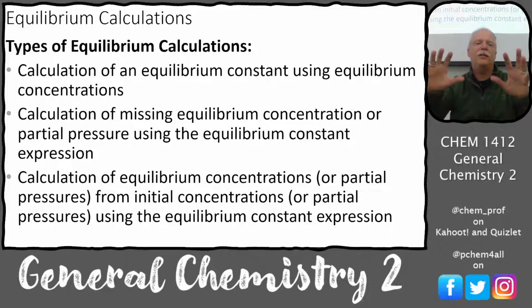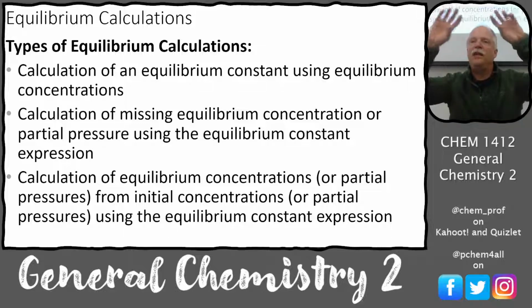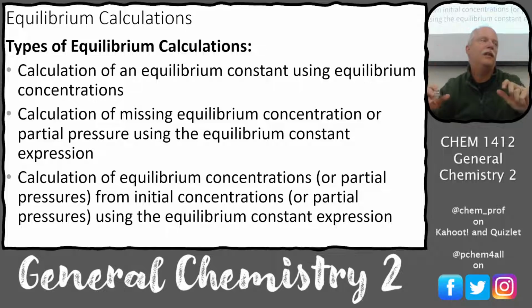Okay, so we have several types of calculations. We could take equilibrium concentrations and calculate the equilibrium constant. So if you're looking at a problem and it gives you the equilibrium concentrations, that's one of the things that you can do. Sometimes you have the equilibrium constant, and you've got other pieces of the puzzle, but you're missing one of the equilibrium concentrations. Well, again, you've got one equation and one unknown, so you can solve for that one piece that's missing.